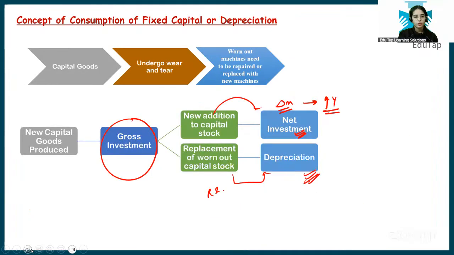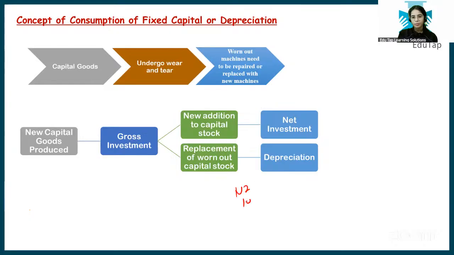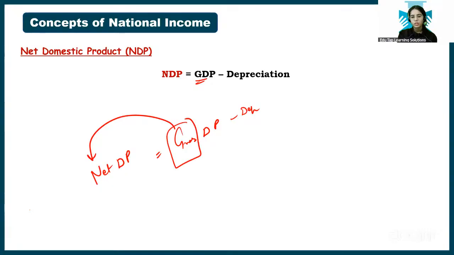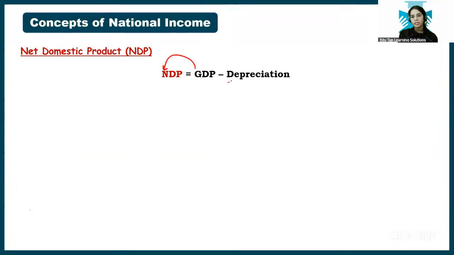Let's say net investment is of 10 machines, replacement investment or depreciation is of 2 machines. So gross investment is the total, that is of 12 machines. But if we have to find the net investment, gross investment of 12 machines minus replacement investment or depreciation of 2 machines, so net investment is 10 machines. This is the idea: from the gross, you have to deduct the depreciation to get to the net. So from gross to net, deduct depreciation. If you want to go from net to gross, add depreciation.